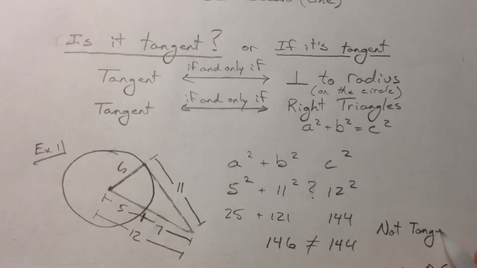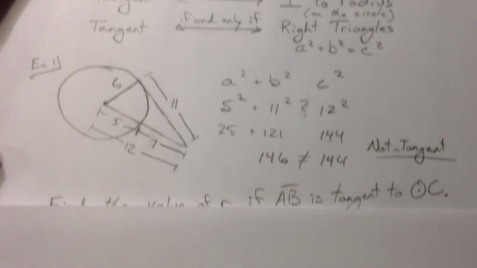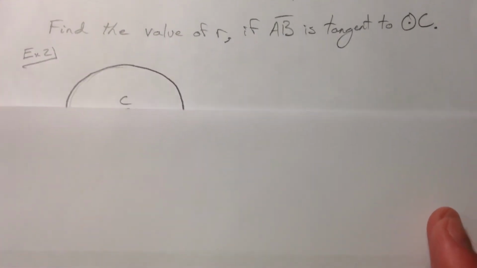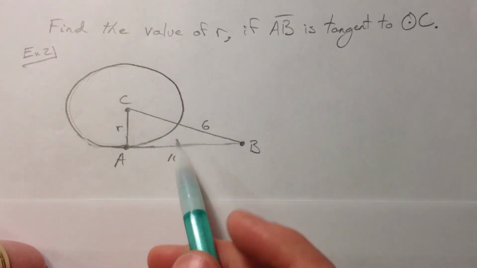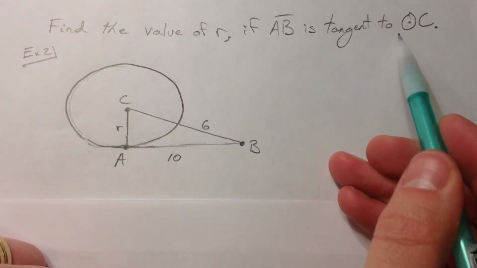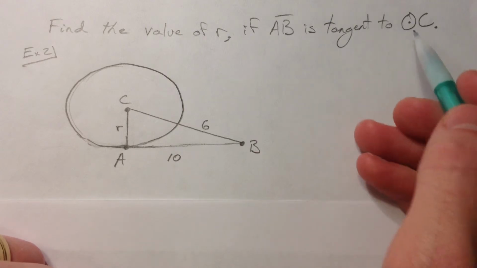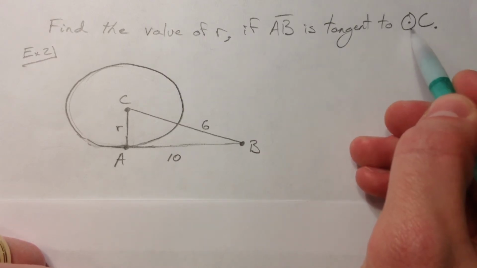If it was equal, it would be a tangent. So this is not a tangent. Now, another thing you could do is answer the question, find the value of r if it is a tangent. So if it is a tangent, and I said circle C here, this is how we name circles.